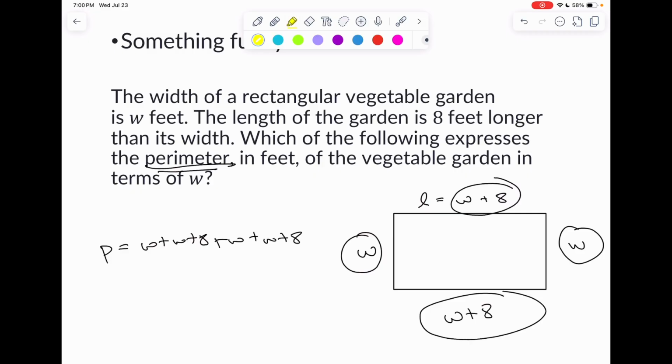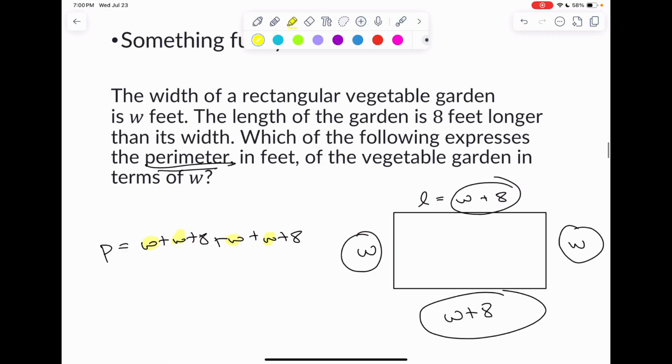If we combine our like terms, 1, 2, 3, 4 W's, that'll give me a perimeter of 4W, plus, let's combine our constant terms here, 8 and 8, plus 16. And that would be our perimeter. Oh, wait a minute. Does that not look a little bit like a linear equation? It does. First of all, we have all our variables to the first power. We have something that's in the place of the slope and something that's in the place of our constant. Amazing.